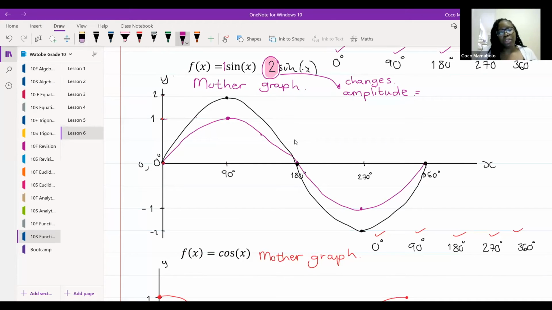Apiwe says, ma'am, do we also calculate for the x and y intercepts with these graphs? Yes, we do. But you've already given them to me, Apiwe. My x-intercepts are everywhere where we cut the graph at 0. There are my x-intercepts.